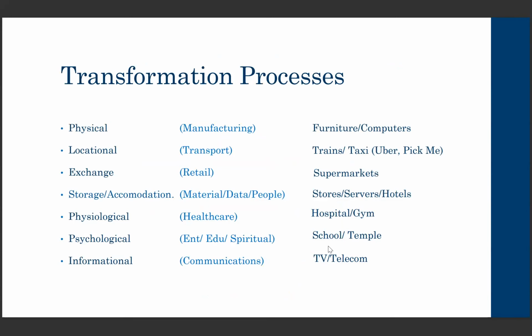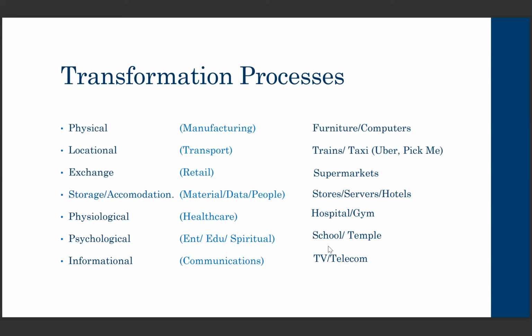Here you can see a transformation process from the area of physical goods, which means manufacturing. We use inputs such as raw materials, and then transform them into furniture and computers. And then the locational area, which means transportation. We transform this area into trains, taxis, Uber, PickMe by going through a transformation process.